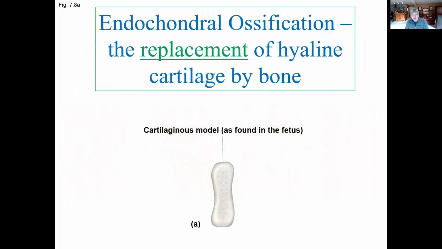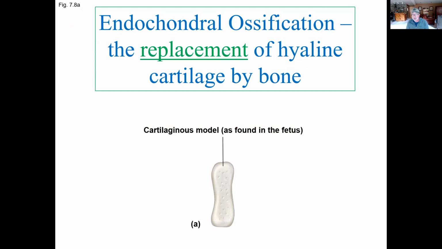The other major process by which bones are formed is through endochondral ossification. And 98% of the bones in your body are produced via this mechanism. So we don't start with sheets of mesenchymal tissue, but rather we start with hyaline cartilage.